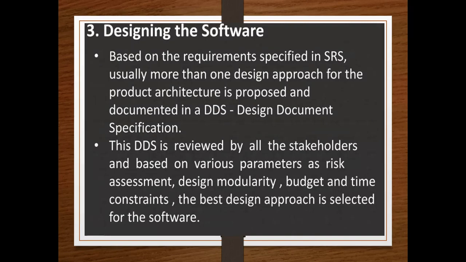Now once your requirement analysis is done and your SRS has been written, the next part is designing the software. Which document will support designing the software? SRS, because in SRS you have written your specification in detail. Based on the requirements specified in SRS, usually more than one design approach for the product architecture is proposed and documented in DDS, that is called Design Document Specification. SRS is different and DDS is different. The Design Document Specification is reviewed. Once you design the software, you have to get it reviewed, as I told you before also. The review is done by stakeholders based on certain parameters such as risk assessment, design modularity, budget and time constraints, and the best design approach is selected for the software.